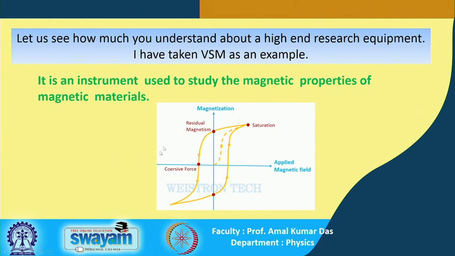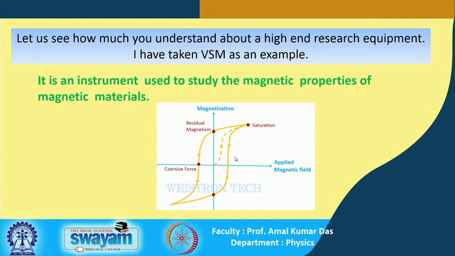You are quite familiar with this hysteresis loop. I think in class 12 all of us have studied this hysteresis loop. This is basically the magnetization plot, this is the magnetization and this is the applied magnetic field. It means if you take a magnetic material and apply a magnetic field, its magnetization changes, right? And the magnetization changes like this.